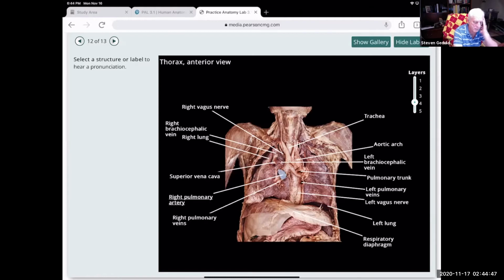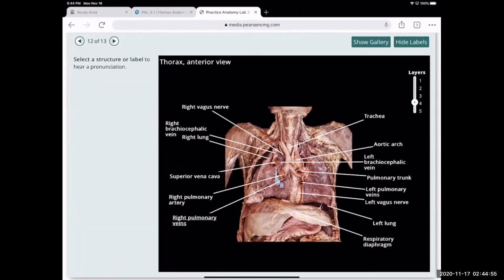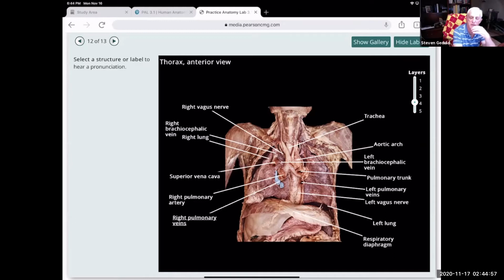The heart's been removed, so you can see your right pulmonary artery that comes out from the pulmonary trunk here. You can see the right pulmonary veins as the blood comes back into the heart, into the left ventricle, into the left atrium, sorry. And you can still see the diaphragm. You have the left lung.